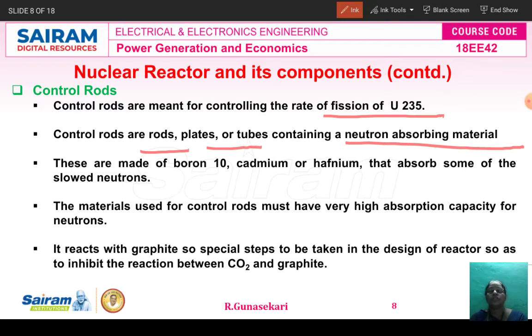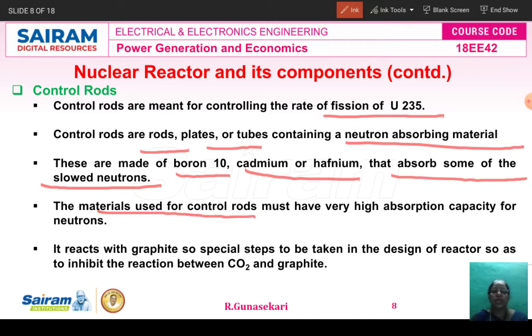The control rods are made up of boron-10, cadmium or hafnium, which is used to absorb some of the slowed neutrons. The material used for control rods must have very high absorption capacity for neutrons, because the control rod's function is neutron absorption. Therefore, the material used for making the control rods must have very high absorption capacity for neutrons.